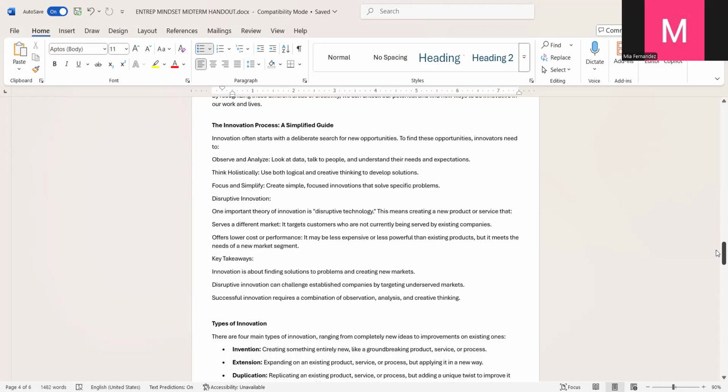By the way, about thinking holistically. That is why most functions, I think all of the functions in business, are defined as both an art and a science, because you really need to use both logic and creative thinking skills. And then focus and simplify. Of course, make it simple and not complicated. Focused innovations that solve specific problems.